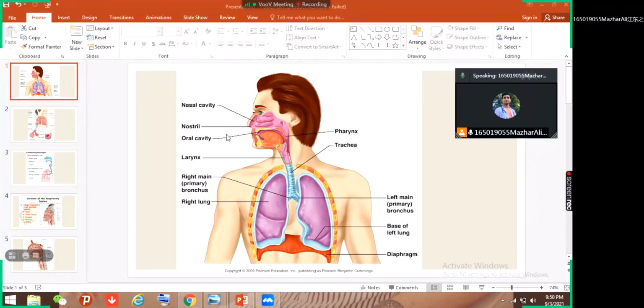So this is your upper respiratory tract. The upper respiratory tract includes the nasal cavity, your nasopharynx and your laryngopharynx. And this is the lower respiratory tract, which includes the trachea, bronchus, and lungs. So this is the basic anatomy, how you define the upper respiratory tract and the lower respiratory tract.